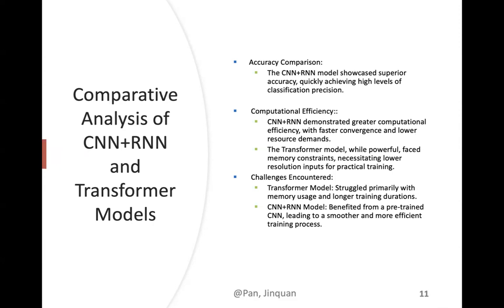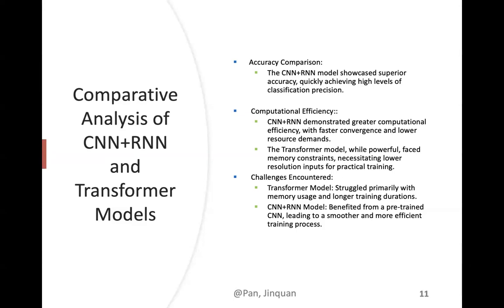The challenge, as we said earlier, the primary challenge for the transformer model was managing its memory usage and training time. In contrast, we also faced some other challenges when using the combination of CNN and RNN model, because it benefits from a pre-trained model, which is the MobileNet that we talked about. It leads to a smoother and more efficient training process.